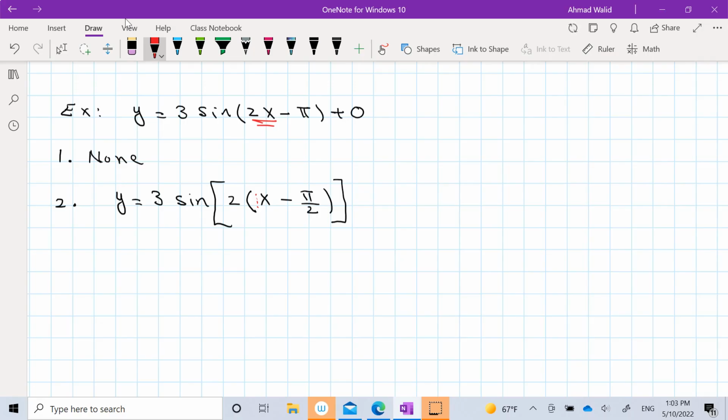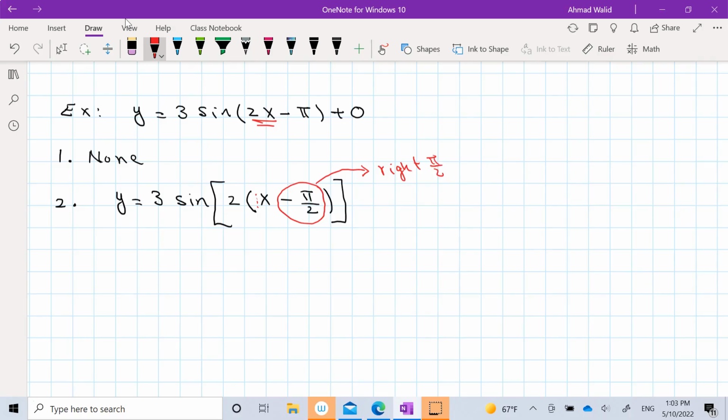This number that you see, negative pi over 2, is actually your horizontal shift or phase shift. I'll show you two methods. My method, because I always remember the sign: if it's negative, it shifts right by pi over 2, correct? And if it's positive, it shifts left.